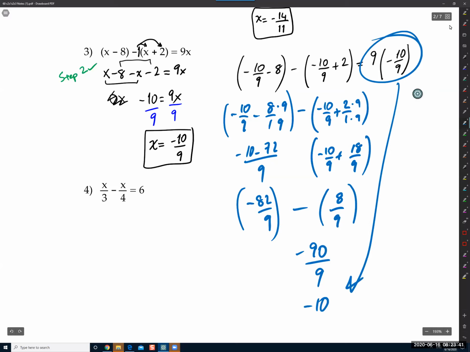Is that negative 10? Hell yeah, because this is 9 over 1. When you multiply, the numerator and denominator will cancel each other because 9 divided by 9 is 1, and it's going to be negative 10. That's touchdown, baby. Cool? Yes. Cool.